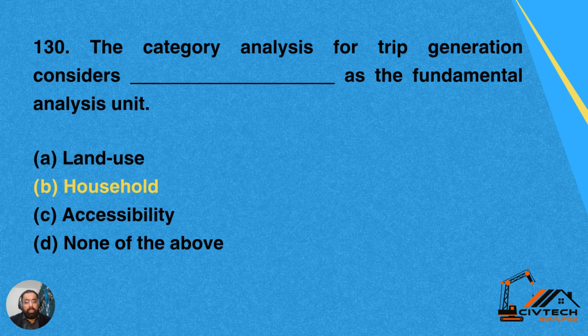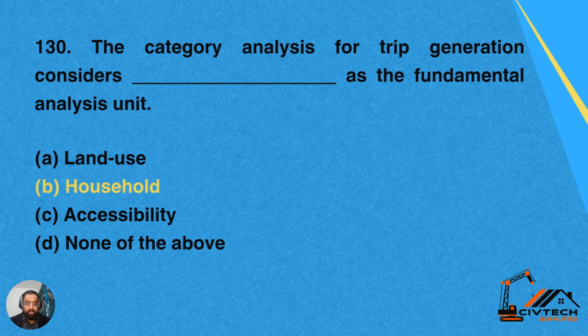130. The category analysis for trip generation considers dash as the fundamental analysis unit. Option A, land use. Option B, household. Option C, accessibility. Option D, none of the above. The category analysis for trip generation considers household as the fundamental unit of analysis. B is the correct answer.